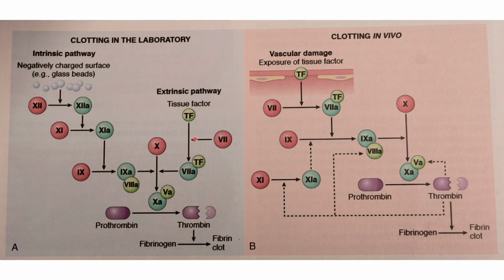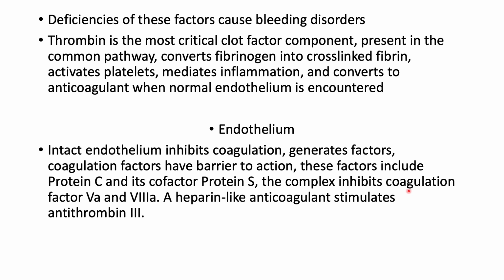So again, we get clotting in the laboratory. These are the laboratory parameters. Clotting in vivo, where there's vascular damage, exposure of the tissue factor. Again, we get 7 to 7A tissue factor here, 7 to 9, 11. There's factor 8A, prothrombin to thrombin, and fibrinogen to blood clots. So deficiencies of these factors cause bleeding disorders.